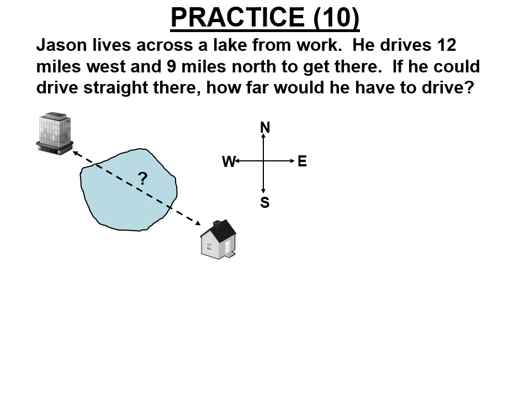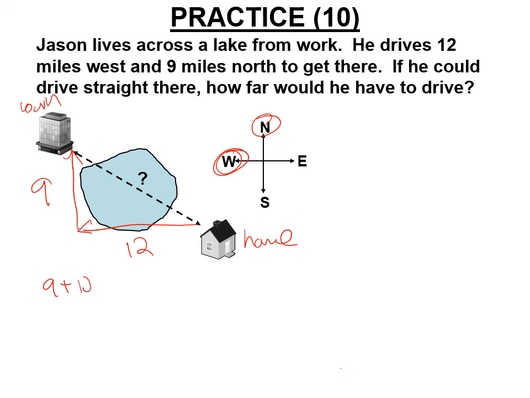So let's practice. All right, Jason lives across the lake from work. He drives 12 miles west. All right, so west. So this is home, and this is work. And it says he drives 12 miles west. That's this way. And then he drives 9 miles north. Right, north is that way. And if he could drive straight there, how far would he have to drive? Right? We've done this. Now, why is this different than the ones we did before? Well, the ones they did before, I drew the right triangle for. Now you have to imagine the right triangle, but it really is the same thing.